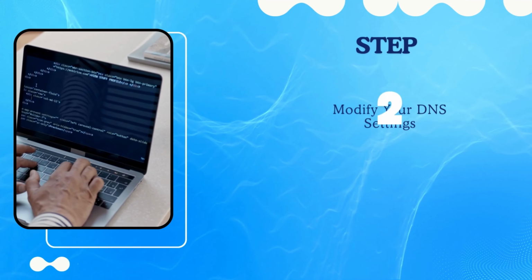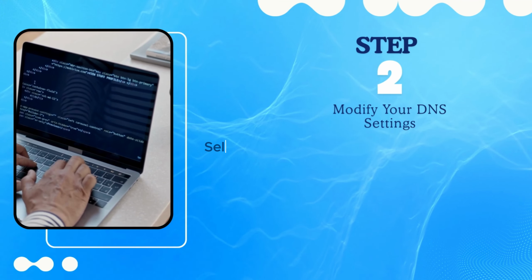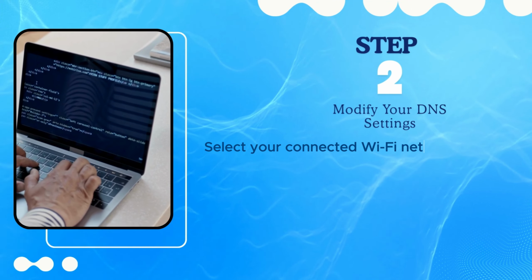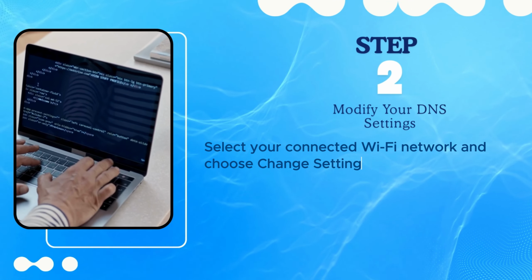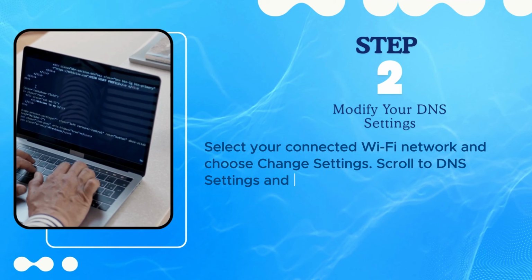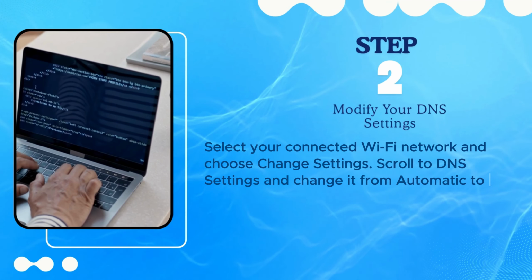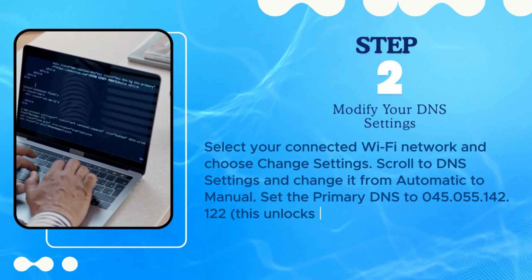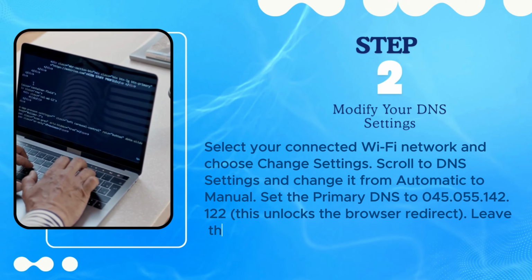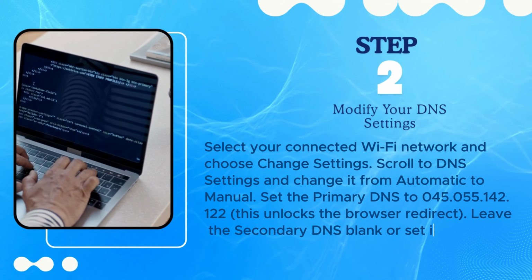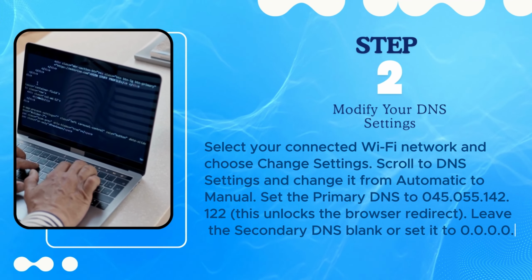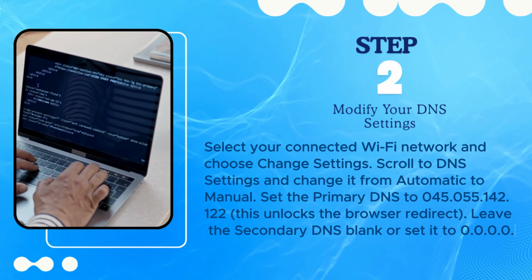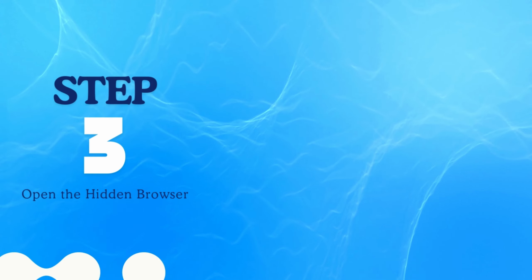Step 2. Modify your DNS settings. Select your connected Wi-Fi network and choose Change Settings. Scroll to DNS settings and change it from automatic to manual. Set the primary DNS to 045.055.142.122. This unlocks the browser redirect. Leave the secondary DNS blank or set it to 0.0.0.0.